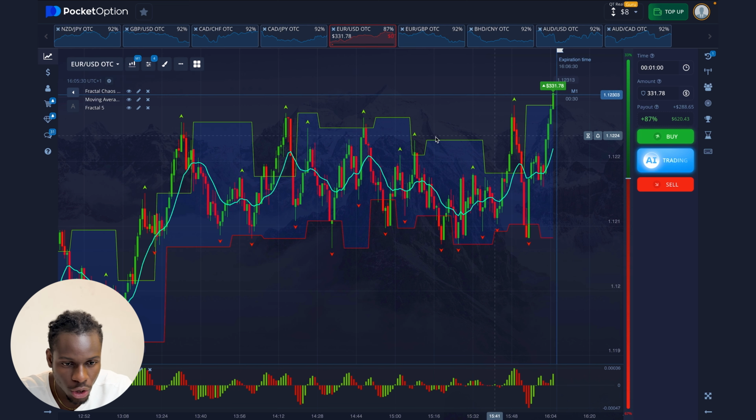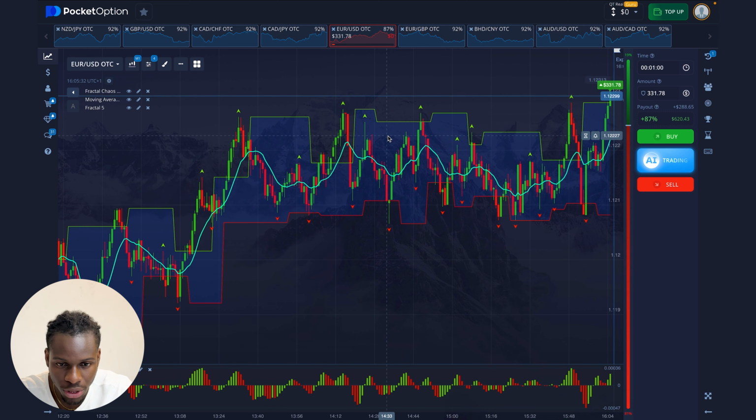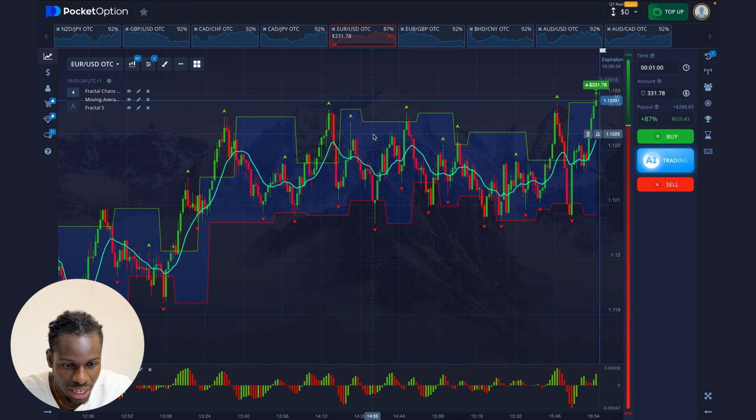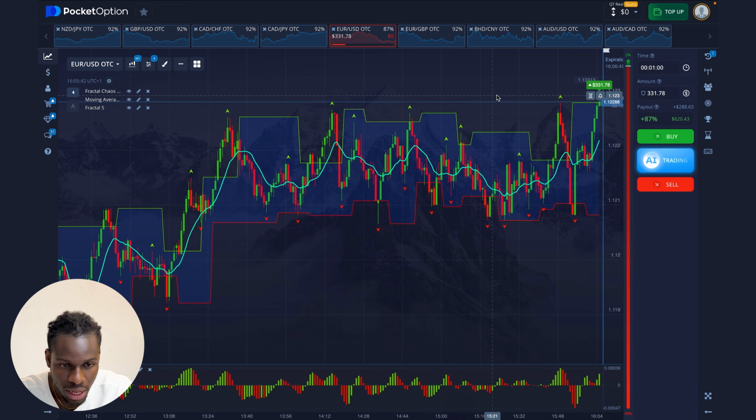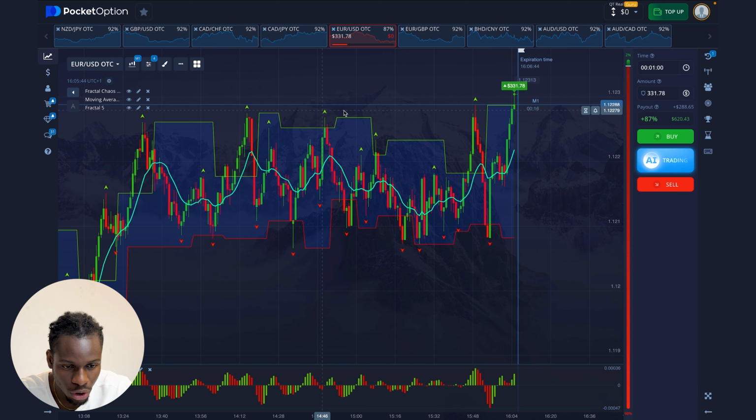Okay, guys, so I just opened the next trade and I opened the long. As you can see, we're following the actual trend dynamics because we're in an uptrend. And we can see that the upper band of the fractal was broken from bottom to top. And I believe that this breakout will continue.